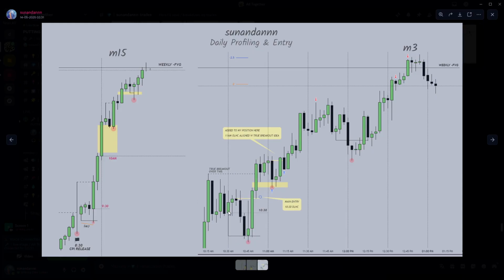First was 10:30 OLHC idea, 10:30 open low, sweep of a low, immediate rejection back inside. Second entry was 11 a.m. OLHC, true breakout idea over here, backed with 11 a.m. open low high close. So first position here, second added there. When this 11 a.m. OLHC confirmed, trailed my stop of the initial position till here. Then took partials on the way, then to the main objective.